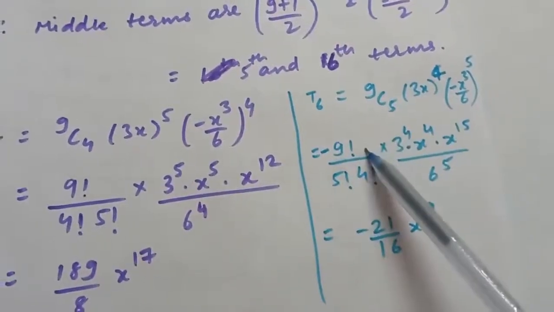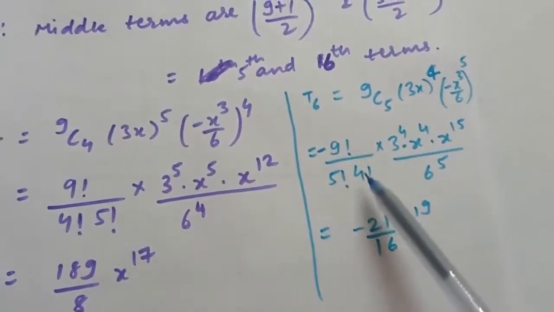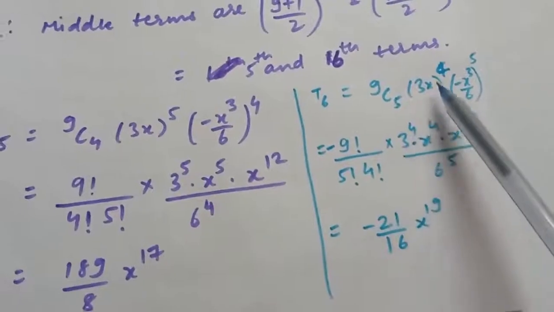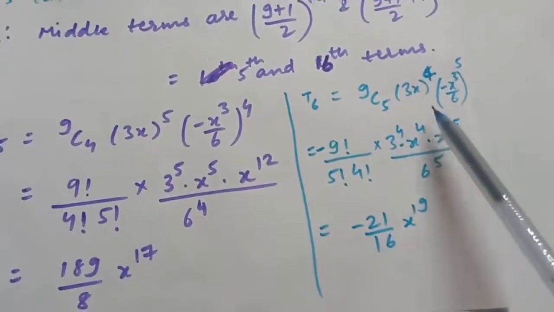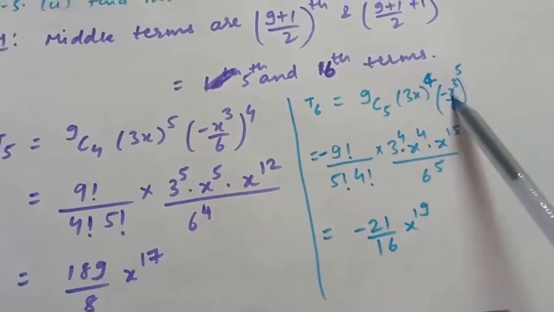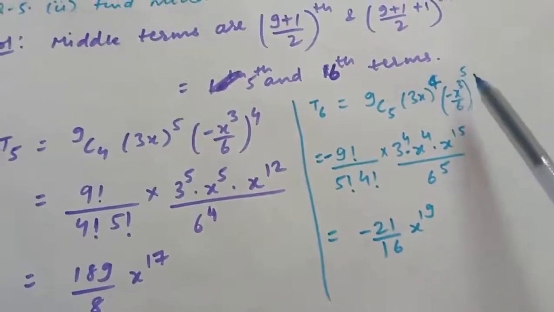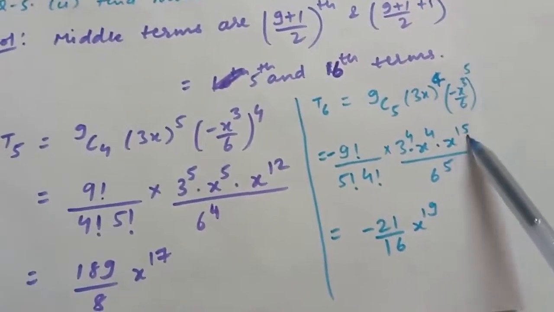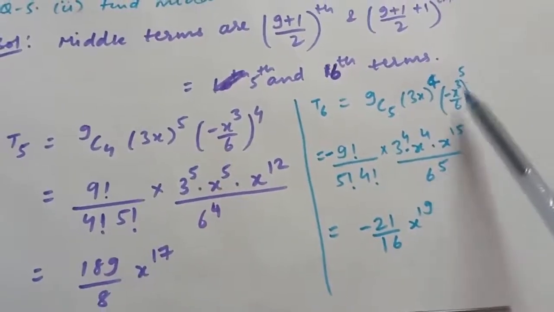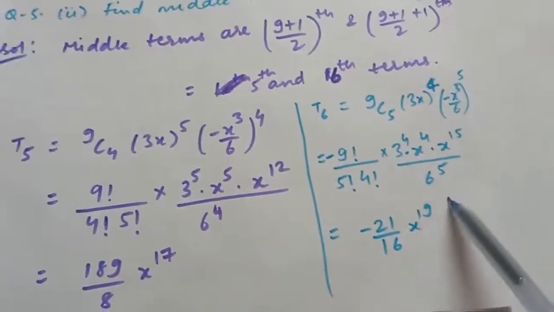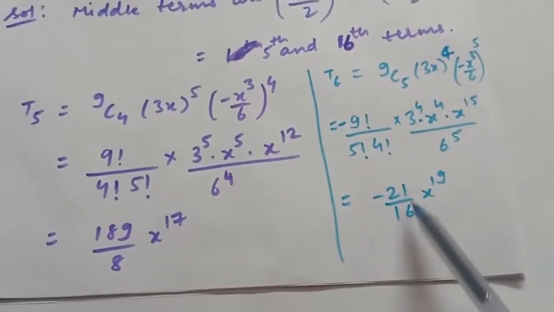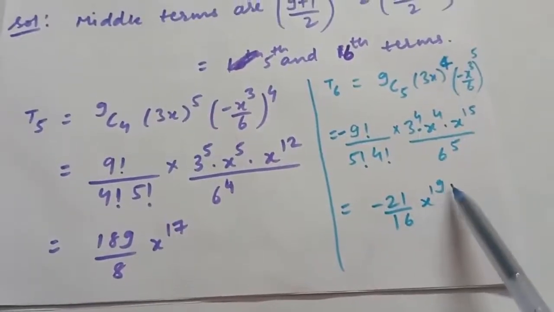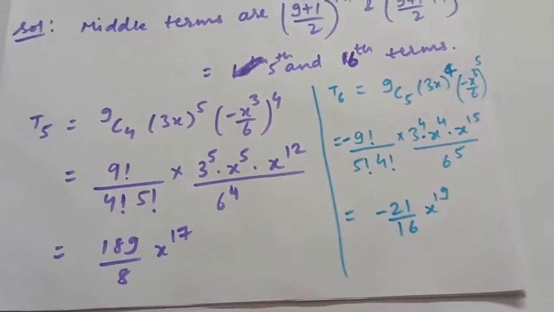9C5 is 9 factorial upon 5 factorial into 4 factorial. Writing this as 3 raised to the power 4 into x raised to the power 4 into, this is x cube raised to the power 5. So this will become x raised to the power 15 upon 6 raised to the power 5. And when you will solve this, you will get minus 21 by 16 x raised to the power 19.